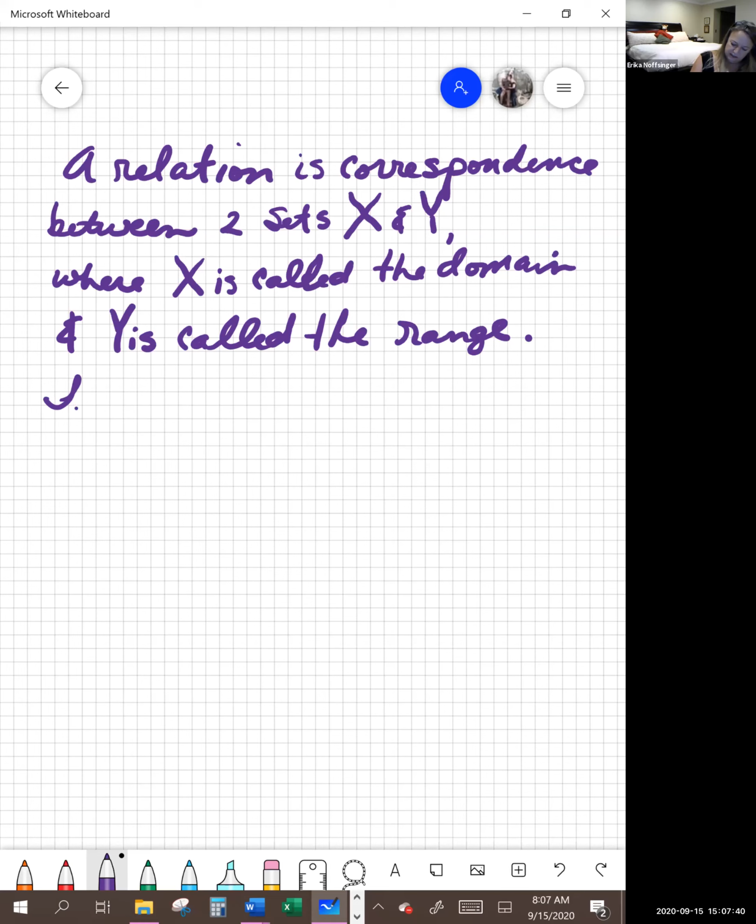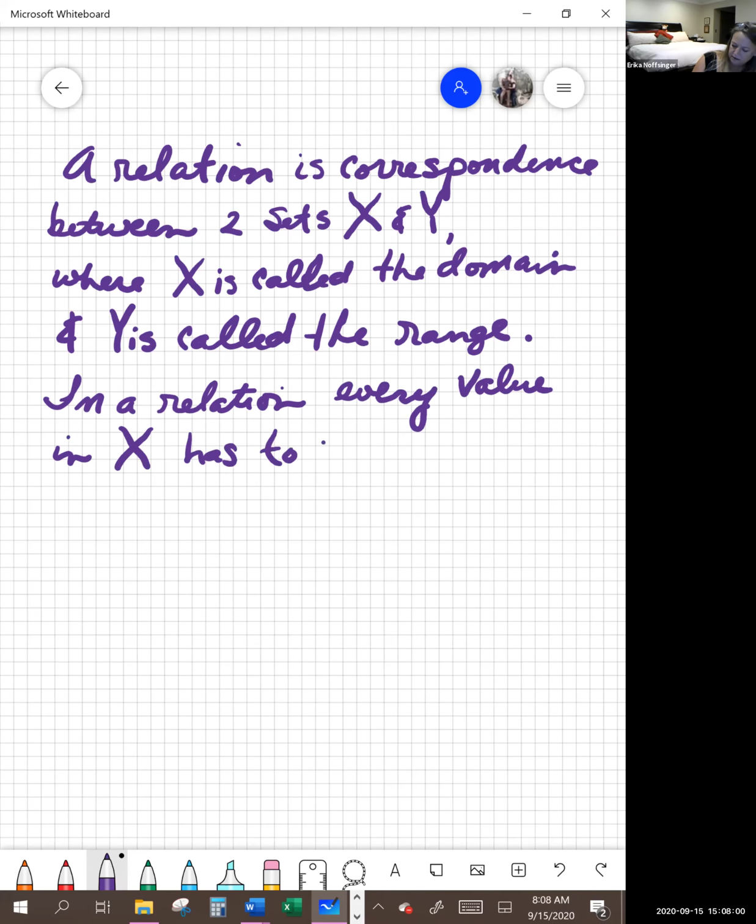So in a relation, every value in X has to correspond with exactly one. Exactly one would be if we were talking about a function. But if we're not talking about a function, which we're not, we're just talking about a relation, so this could be different. So X has a correspondence with at least one value in the range.